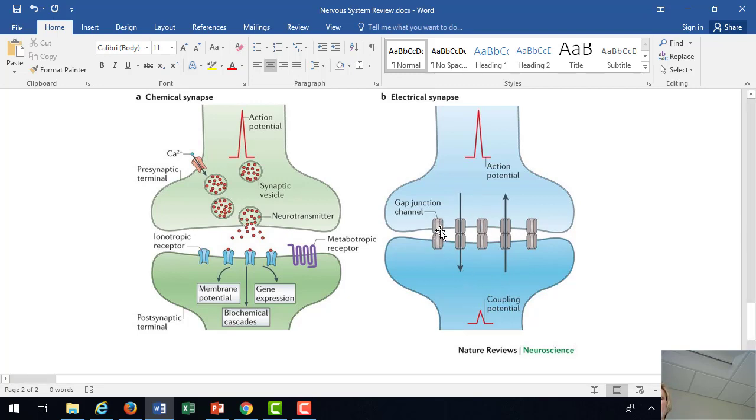And just remember the gap junctions, they're always doorways between two cells. And we're going to see gap junctions again this semester. They're doorways connecting two cells, allowing ions to flow from one cell directly to another cell.